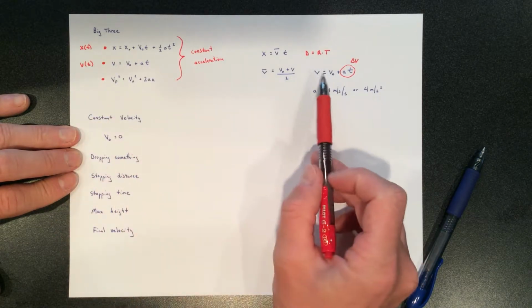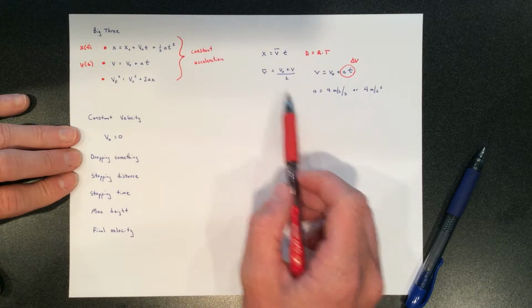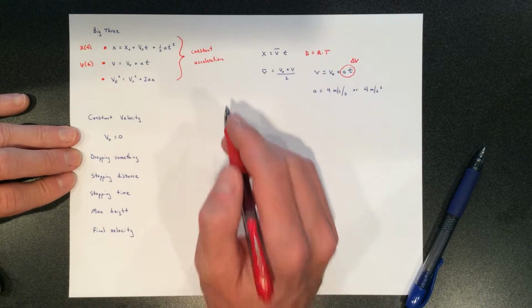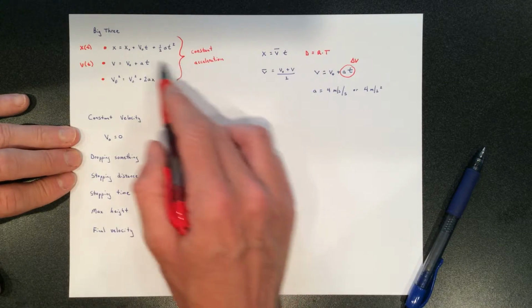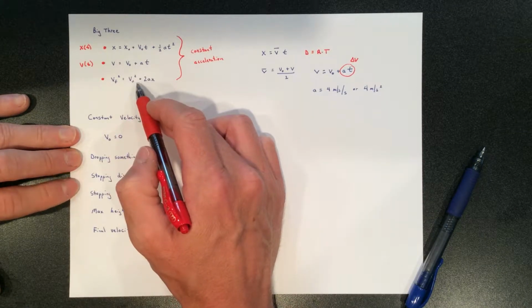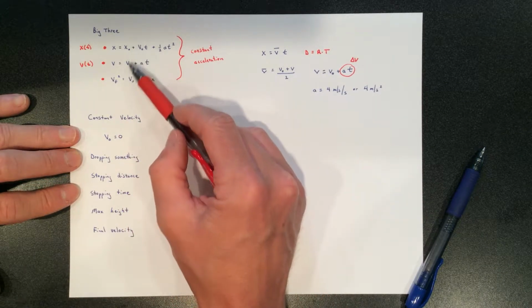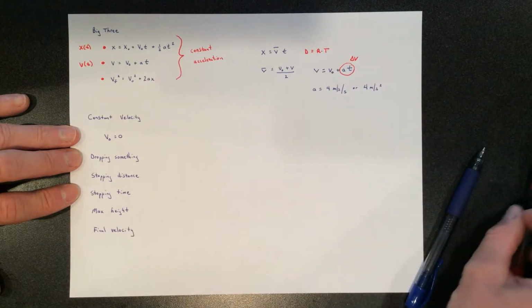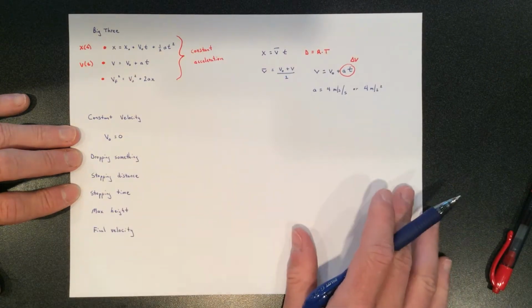As a reminder, we built all of these equations based on the constant acceleration. And so if you're given a situation that does not have constant acceleration, then these three are not valid. Okay, so let's focus on these three being the big three equations and look at some of these situations.